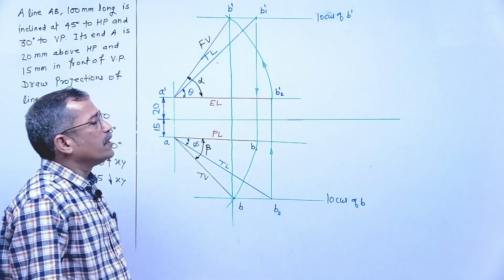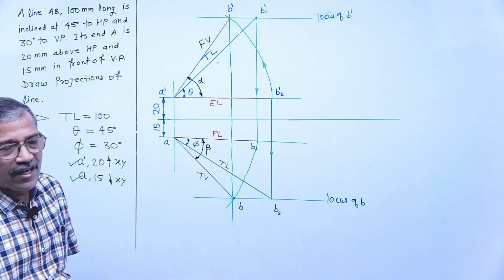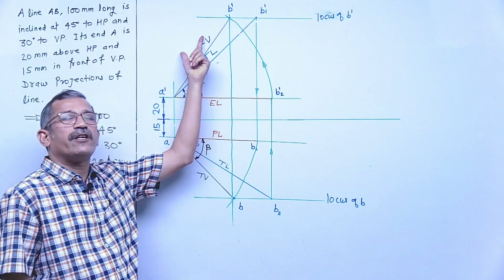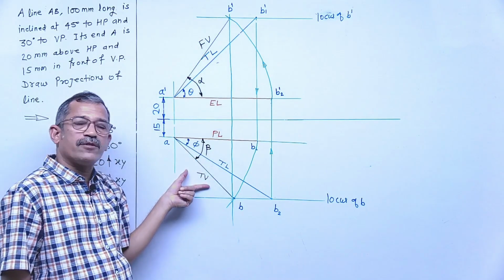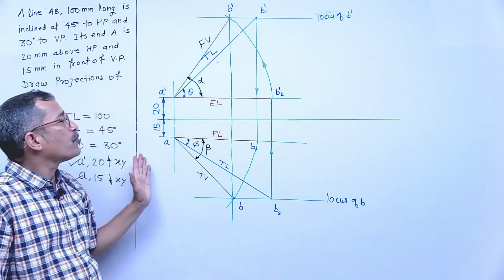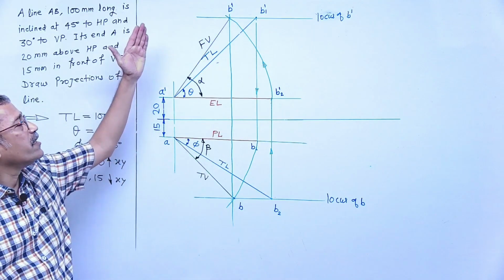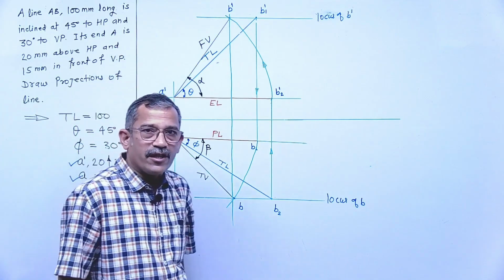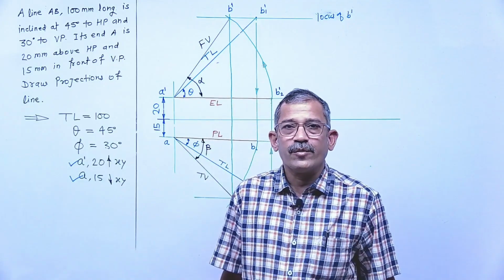Clear? In the complete solution, only the final front view and final top view must be dark. That means this A dash B dash is the front view and AB is the top view. Draw projections of a line means what? Finally, you have to represent the final front view and final top view of the line. Okay, understood? Clear? Okay, thank you.